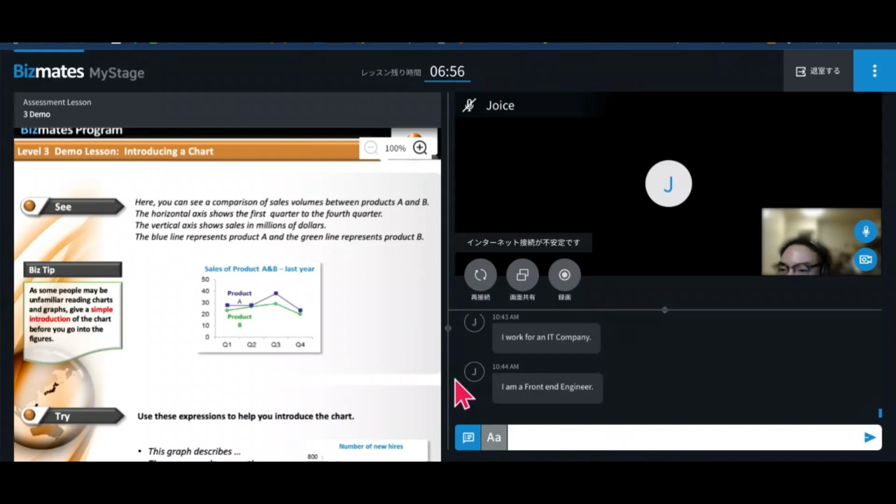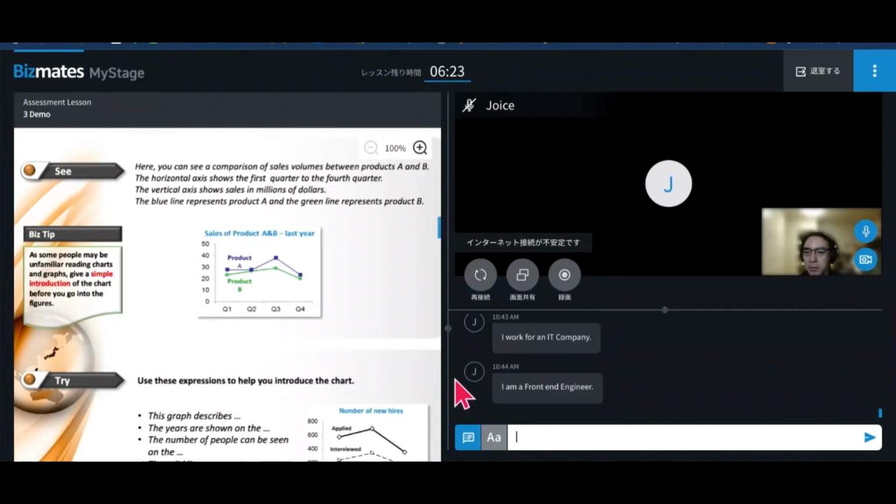Biz Tip: As some people may be unfamiliar with charts and graphs, give a simple introduction of the chart before you go into the figures. After you read the Biz Tip, your trainer will ask you what you think about it. As this is just a demo, we will go through it quickly so you will also have knowledge of what is in the other programs. There are a lot of programs here in Bizmates that you can take.